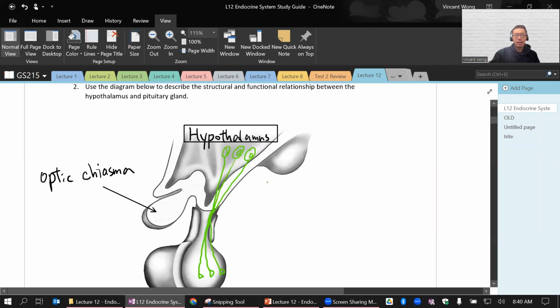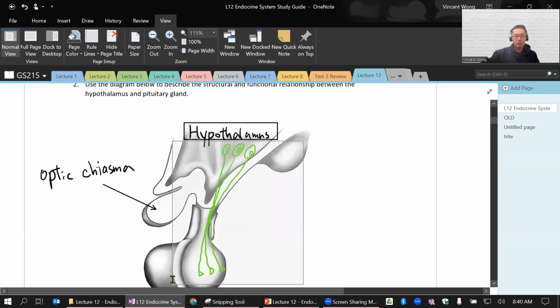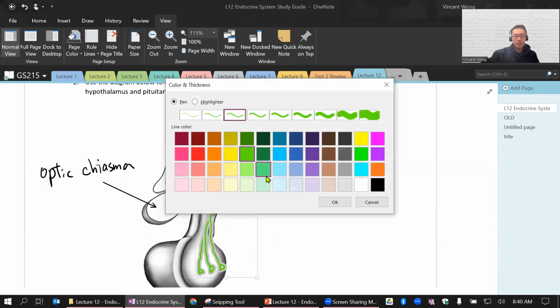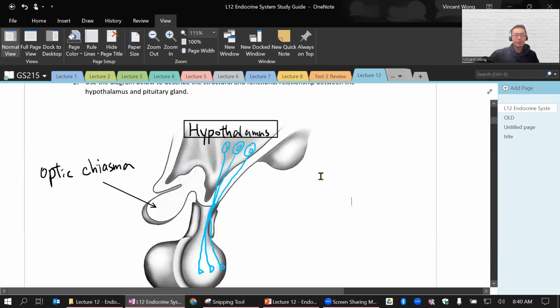Okay, so ADH. You know what? Maybe I shouldn't use green because I'm going to use green later on for something else. Give me a second. Let me see if I can change this. I don't know. Let's go with blue here. There we go.